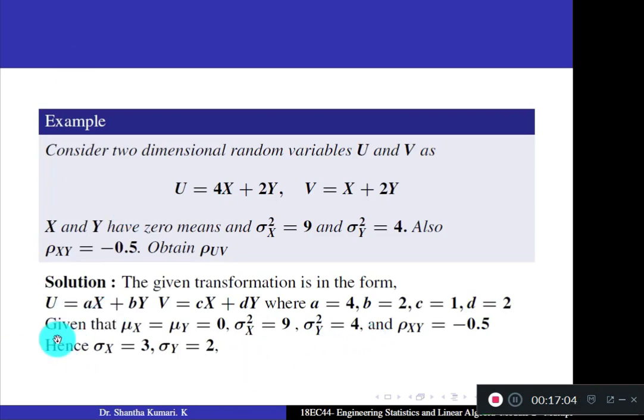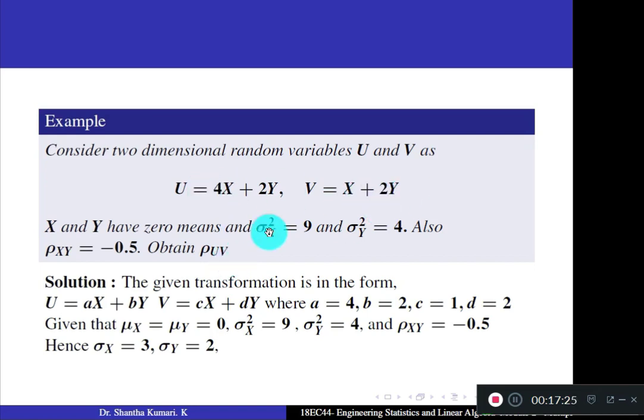Once again, this is a similar problem, just for your practice I have given. Once again, x and y have 0 means. And variances are sigma square x equal to 9, sigma square y equal to 4. And rho, coefficient of correlation is given, minus 0.5. Find coefficient correlation of UV. U and V are given.